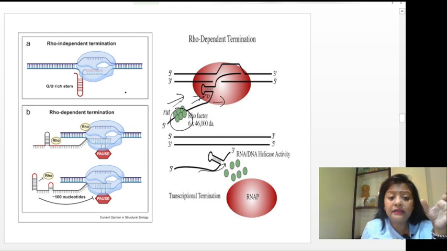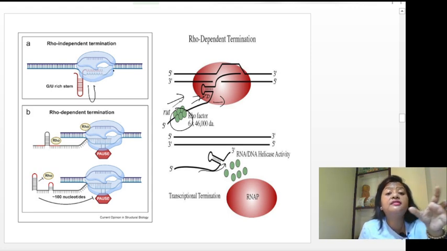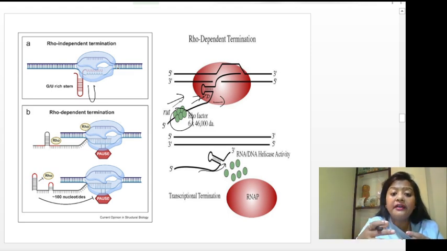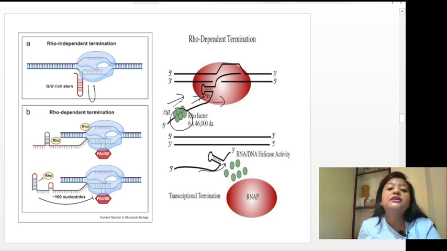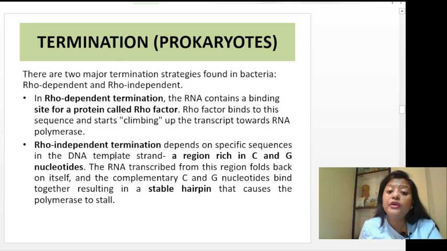Now coming to Rho independent, that means where the Rho factor is not there. So there is a sequence known as GC rich stem. The sequence will keep on forming and forming, and then certainly again a sequence will come where the GC rich stem will form a hairpin loop structure. When this hairpin loop structure is being formed, or when it reaches a sequence where no more nucleotides can be added, that sequence will pull itself and form a hairpin like structure. Once that sequence is reached, it will lead to termination. So this is the Rho independent termination.